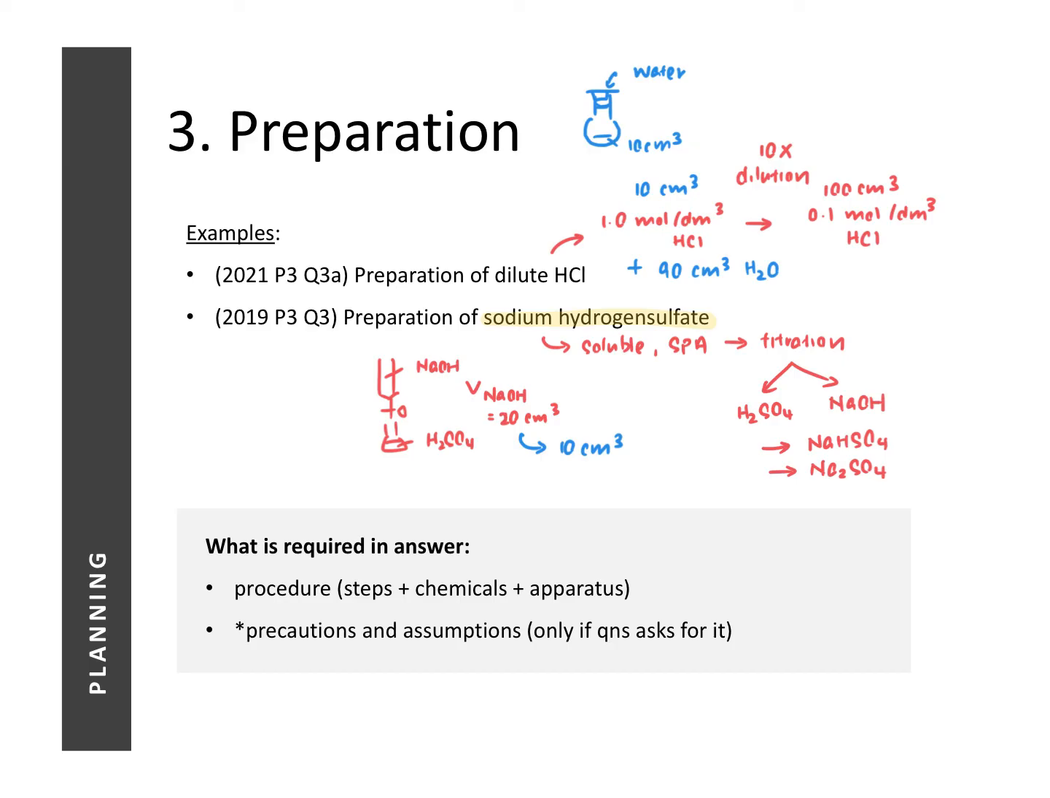Now, for preparation type planning questions, the only thing that's required is the procedure, where you need to tell us the steps, the chemicals involved, as well as the apparatus used in the procedure. Sometimes they will ask you for precautions and assumptions, but in this case, the thing that's missing is the discussion. There's no need for you to discuss because there's no data that's being collected.